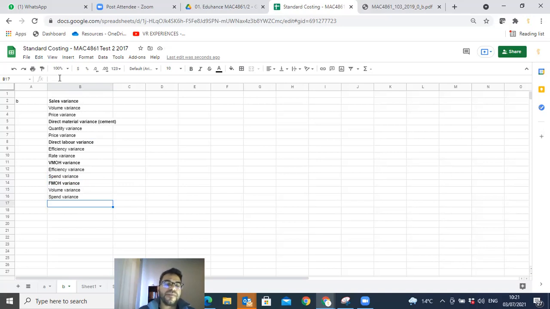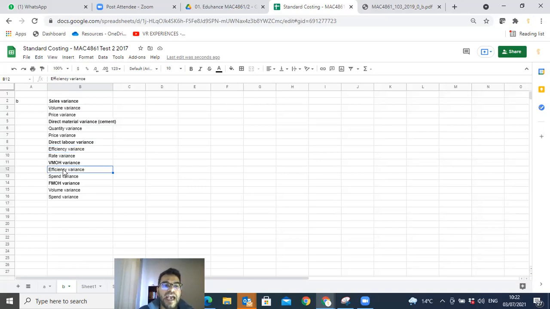Now remember, the volume variance can be broken down further if there's more than one product. They only have one product, so we can't break down the sales volume variance into a further variance. The quantity variance can be broken down into a mix and a yield, only if you have more than one direct material. There is only one direct material, so we can't break it down further. The direct labor efficiency variance can also be broken down further if there's more than one direct labor. There is only one direct labor, so we can't break it down further.